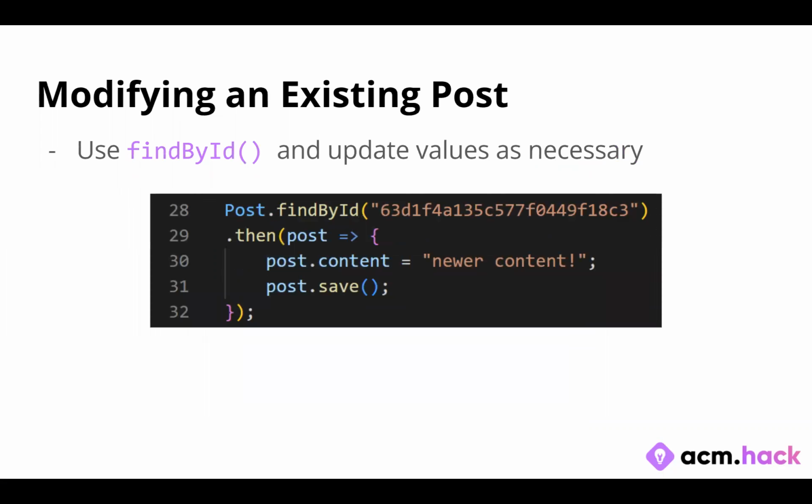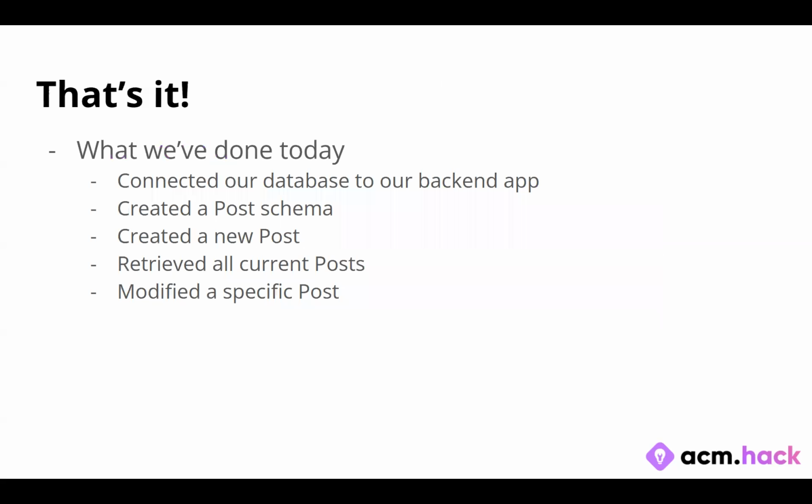Then I can use another method called findById and update values as necessary. So I'm going to say, okay, go do my post again. I'm going to find an ID, which I copied from my object ID, right? And I'm going to modify the content to some newer content, and I'm going to save it again. And it should work for me again, which it does. Trust me, it does. So those are essentially a few methods that we have.